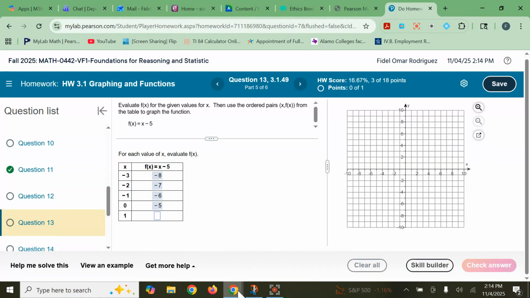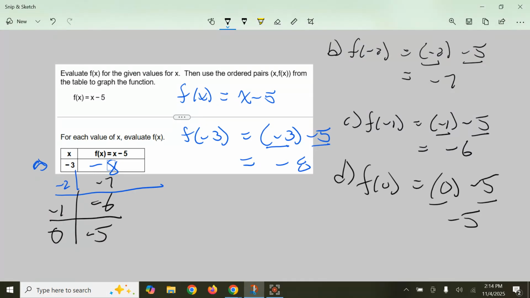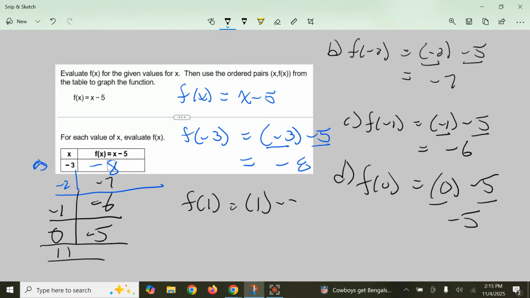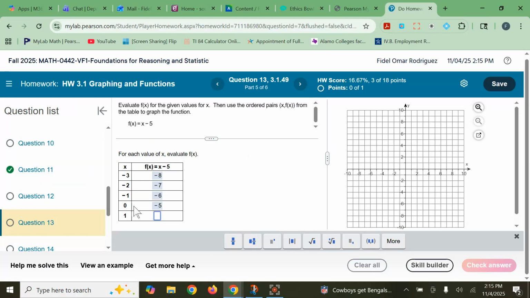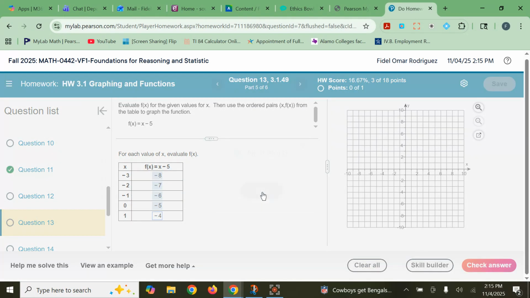Okay, let's put a 1. So come back over here. Boom. Let's put the number 1. Okay, let's do this one. f of 1, 1 minus 5. I have $1, but I owe you 5 and I pay you the dollar. I now owe you 4. Okay, so we're going to go minus 4. Boom, check that out.